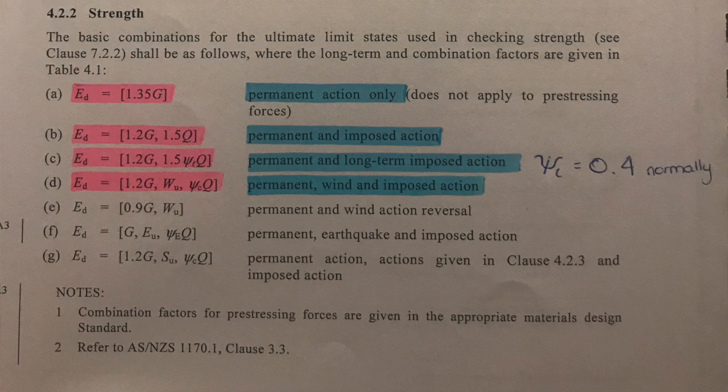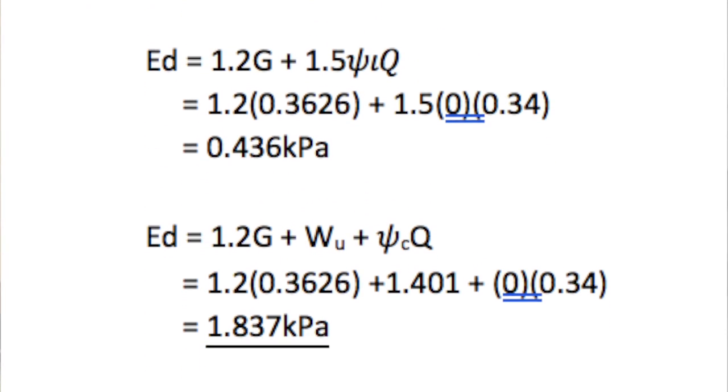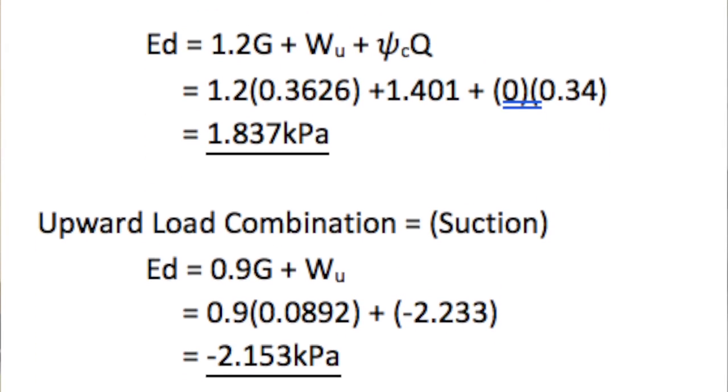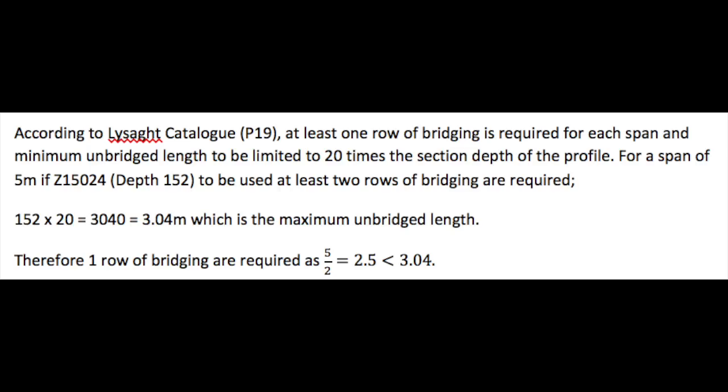Finally, the critical load combinations were determined using 5 load combinations set out in section 4 of AS 1170. The critical load combinations acting on our purlin were 1.836 kilopascals of pressure and negative 2.1527 kilopascals of suction. These values were compared to our design capacity table to determine if the selected purlin design, in this case Z15024, was safe to use. The design did require one row of bridging to prevent flexural torsional buckling and limit deflection of the purlin in the direction of its weak axis.